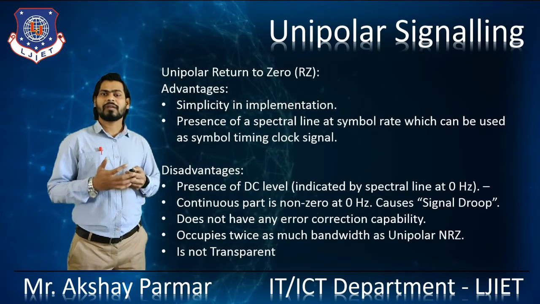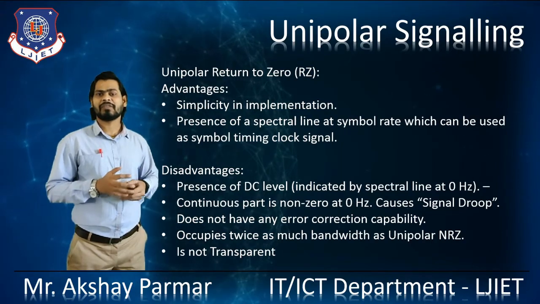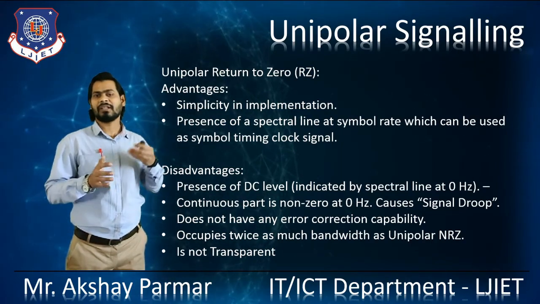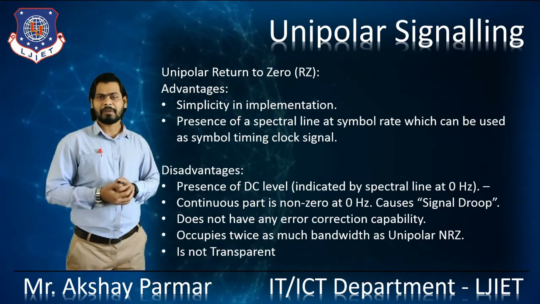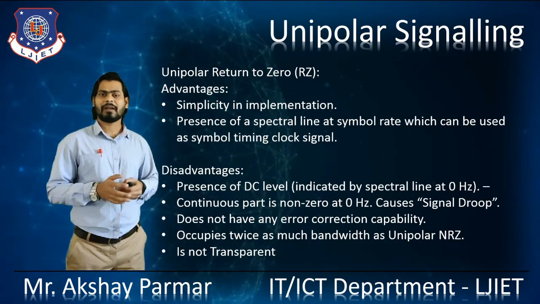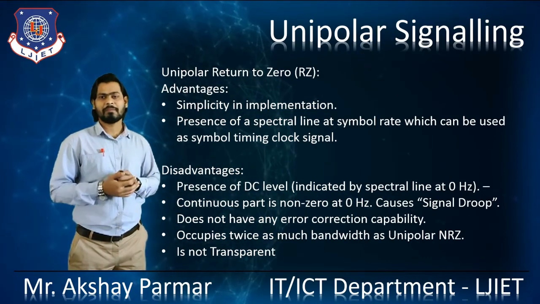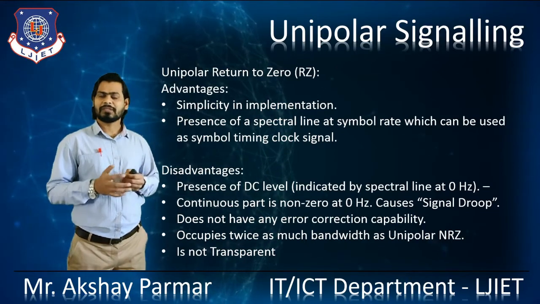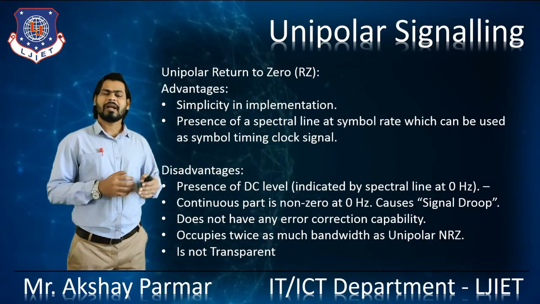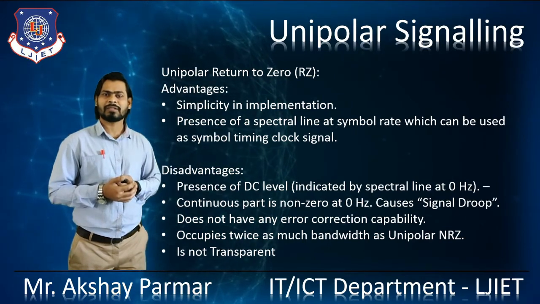So, unipolar return to 0 advantages. These are the advantages and disadvantages of the unipolar return to 0, because it is the RZ. Its implementation is really simple. There is the presence of a spectral line at the symbol rate, which can be used as a symbol timing clock signal.